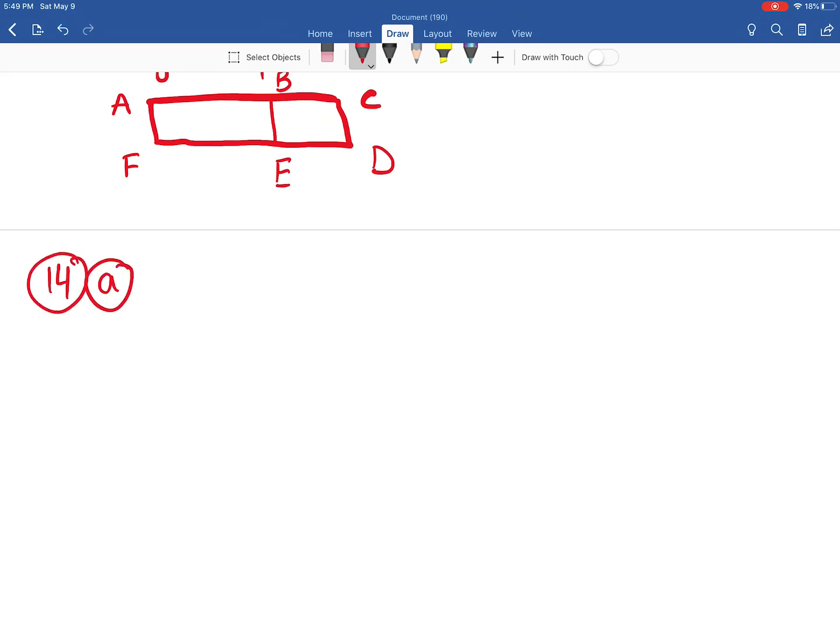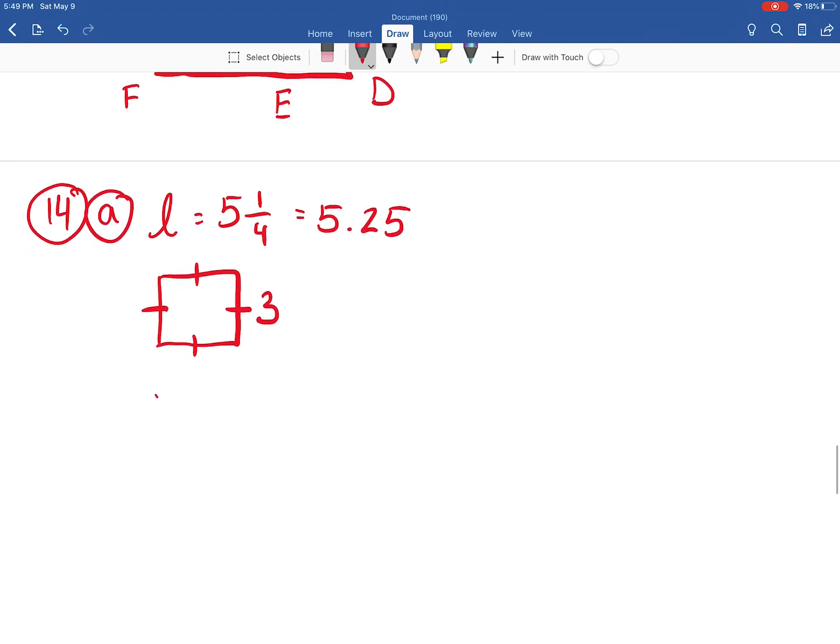Number 14 is broken into 2 parts. Letter A. A model of an Egyptian pyramid has a slant height of 5 1/4, which I can rewrite as 5.25, and a 3-inch square base. Square base means all the sides are the same, so each of them is 3. Find the surface area of the pyramid.